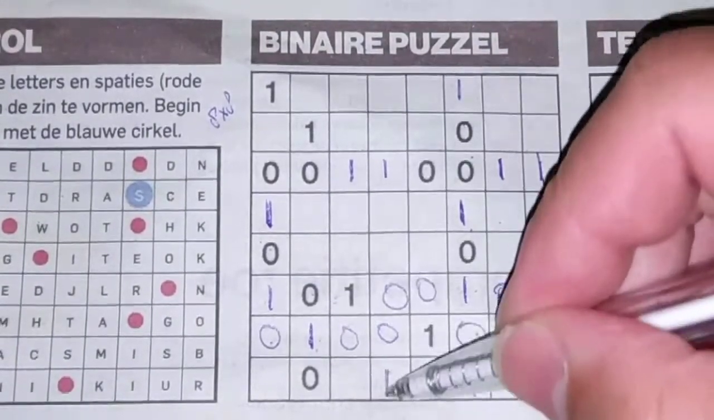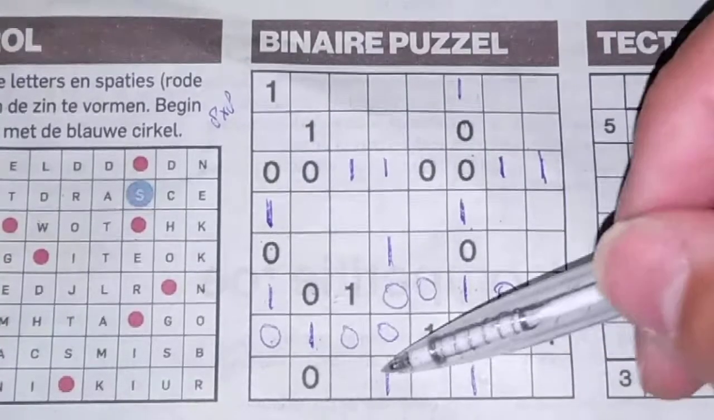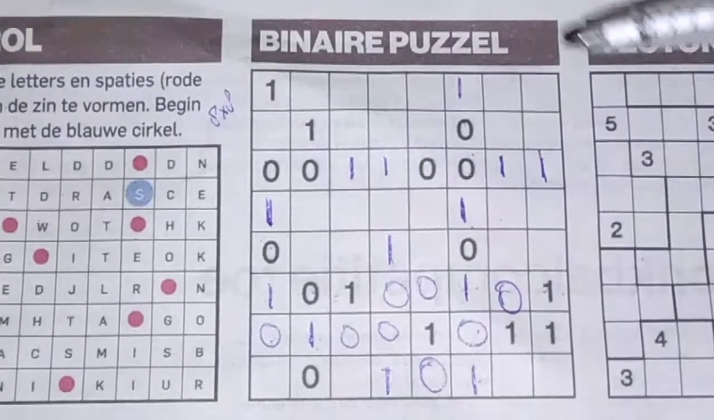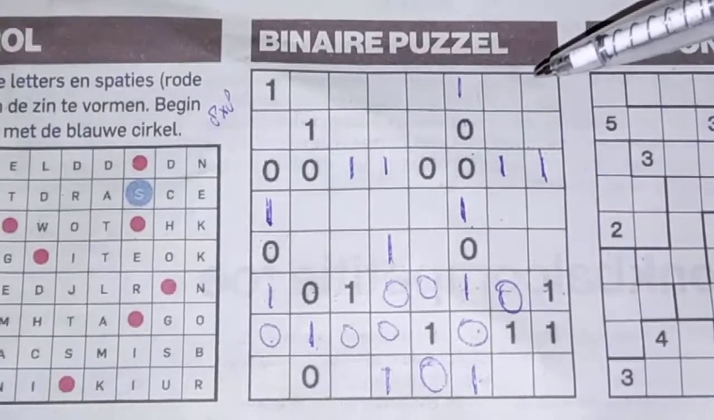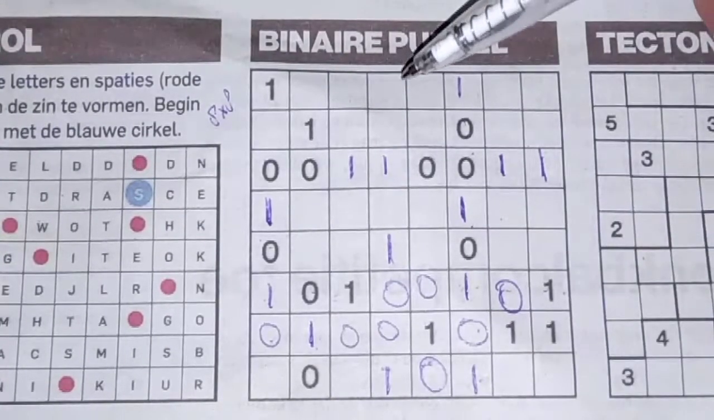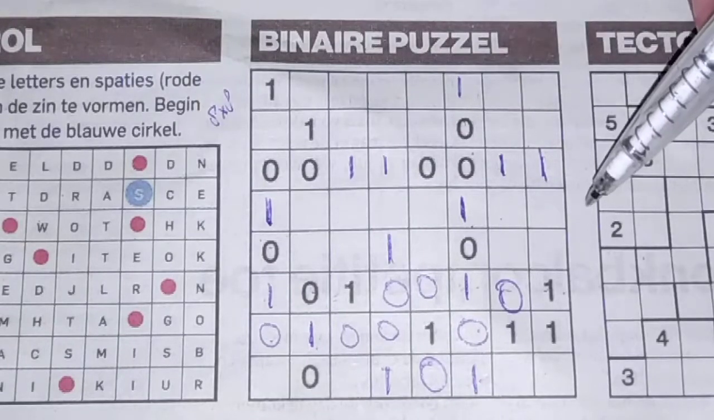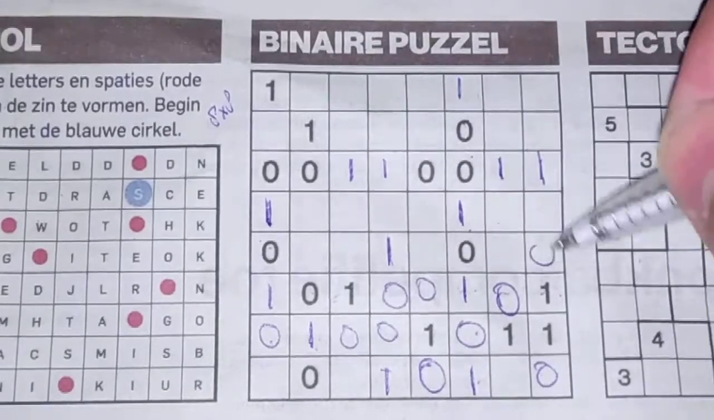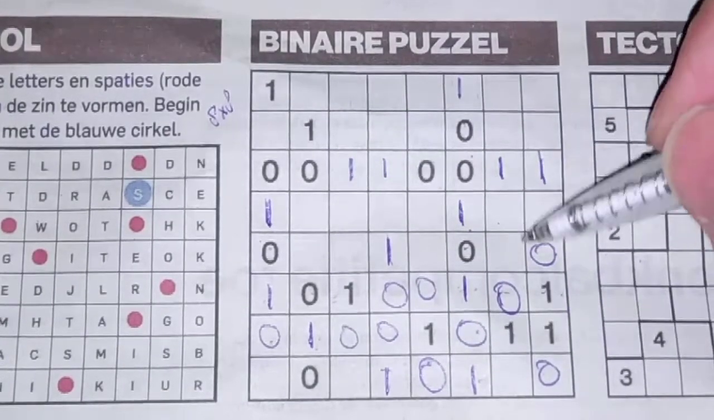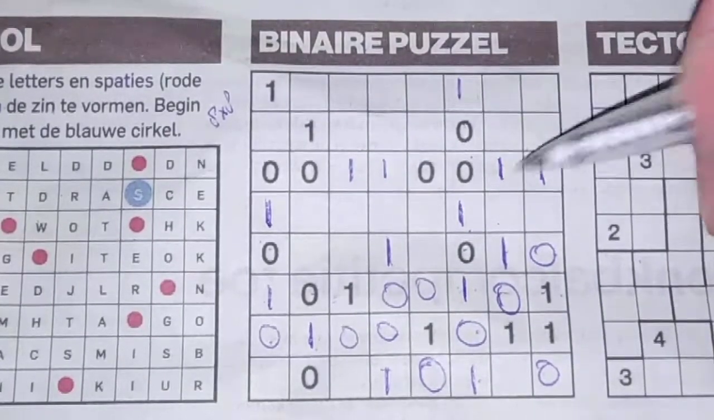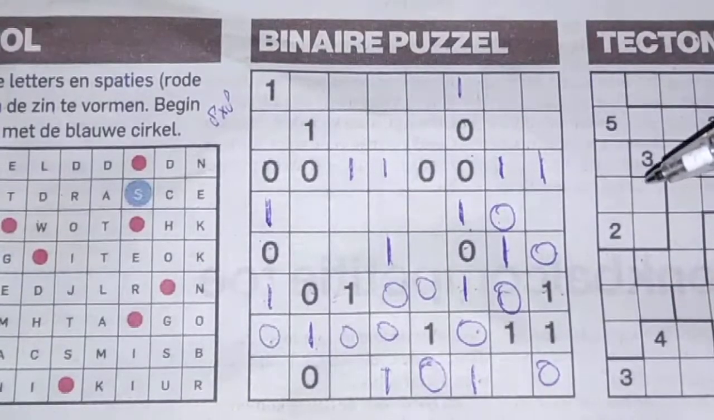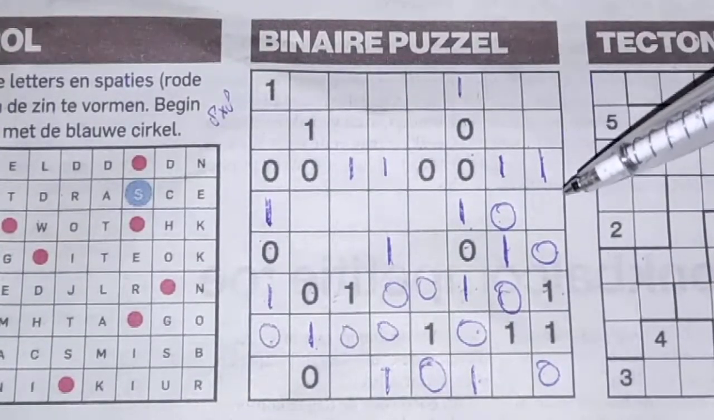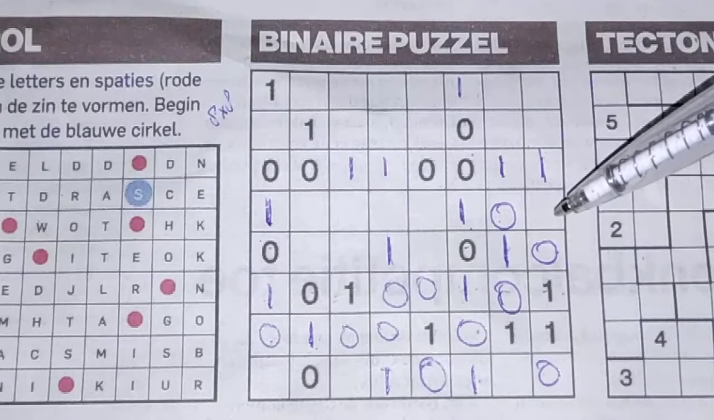Double 0, here 1 and there 1. Between two 1s comes a 0. Then I need a 0 here. Double 1, here a 0, there a 0. Between two 0s comes a 1. Between two 1s comes a 0. Then I cannot continue.